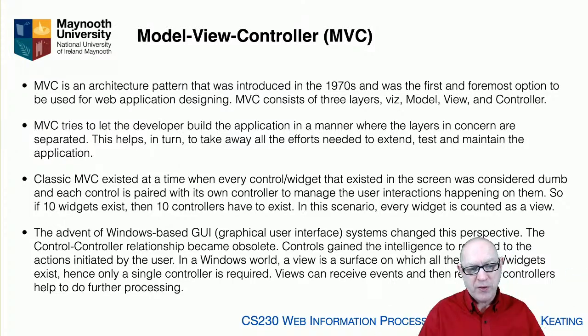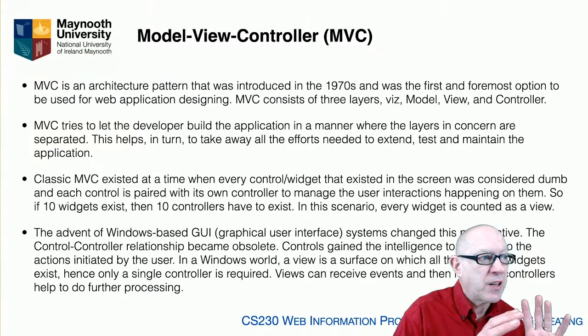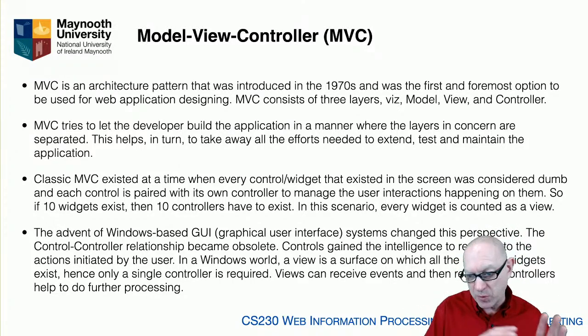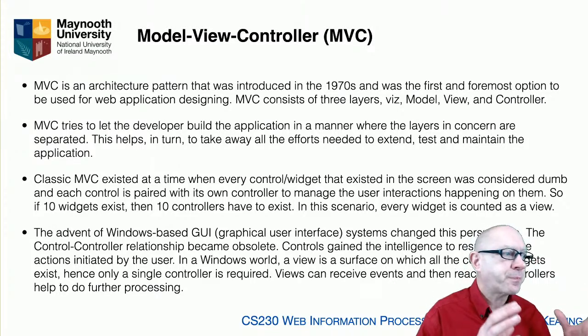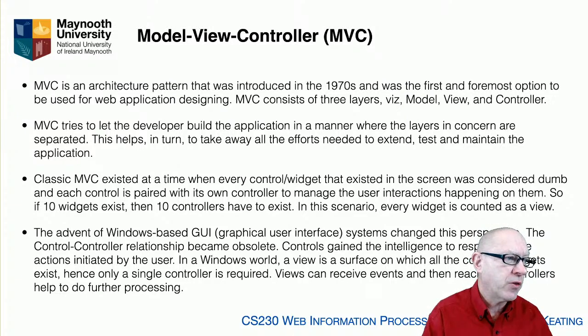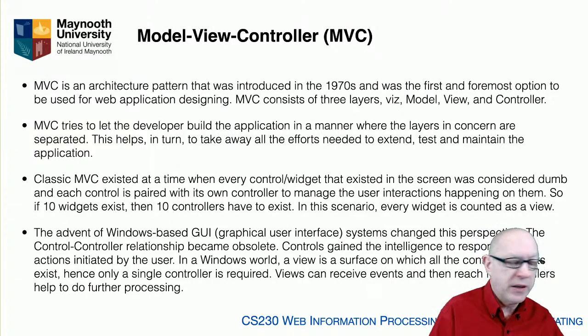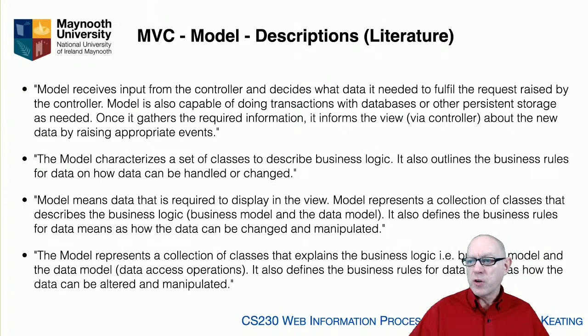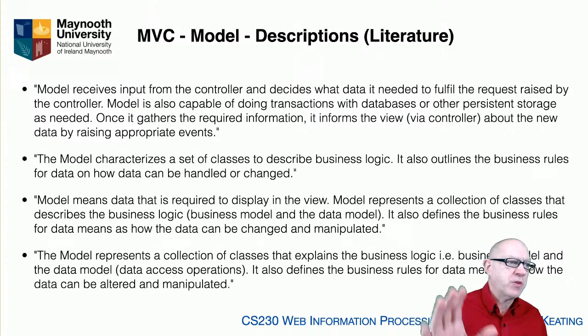But with Windows-based graphical user interfaces, the system changed the perspective on all of this. The control-controller relationship became obsolete. So the controls gained some intelligence to respond to all the actions that were initiated by some user. And in a Windows world, a view is just some surface in which all the controls and widgets exist. So only a single controller is required, and views can receive events and then react to those, and then reach out to controllers to help for further processing. This is kind of a bit of history. So here are some quotations or descriptions of Model View Controller.